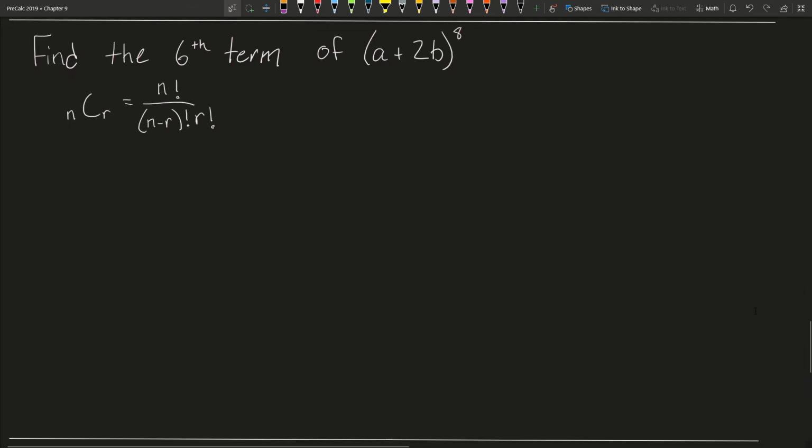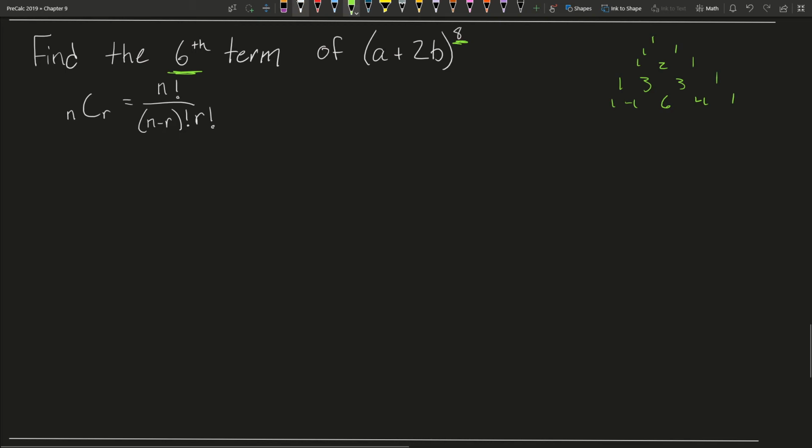Okay, so now we're being asked to find just the sixth term of the eighth expansion of a plus 2b. Okay, so we could write out Pascal's triangle all the way to the eighth term, but then that takes a little while. So if you're really comfortable with that and you know the sixth and seventh terms by heart, then by all means go for it. But there's a much easier way to do it once we get into higher expansions.